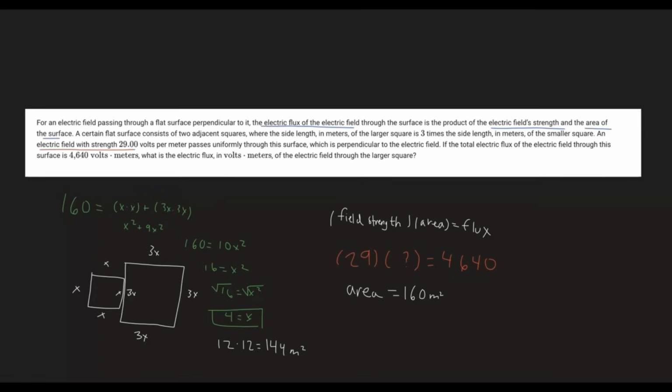And so now that we have the area, we know that because of this relationship up here, it told us that the total electric flux is going to be the product of the field strength, which we already know is a constant 29 because that's volts per meter, right? Times the area of the surface, right? So what we can do here is just very simply 29 times 144. And 29 times 144 will give us a final value of 4,176 volts times meters as our final answer.